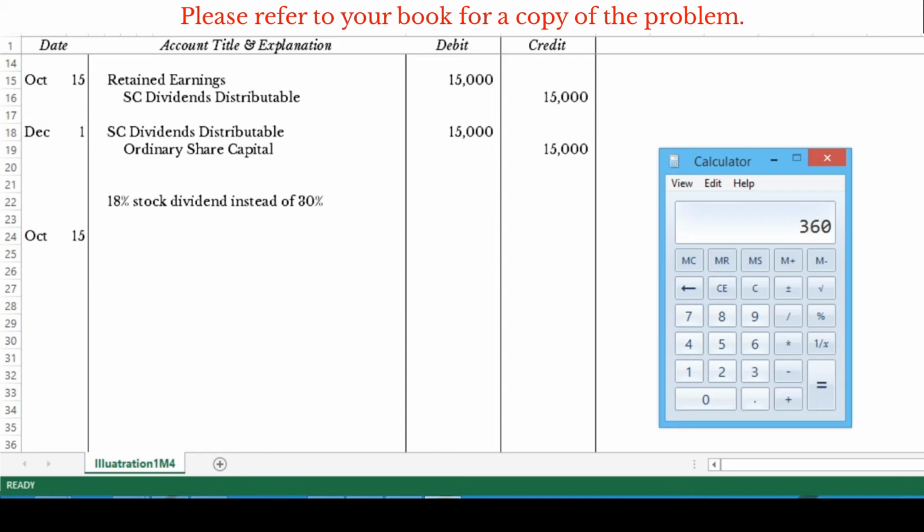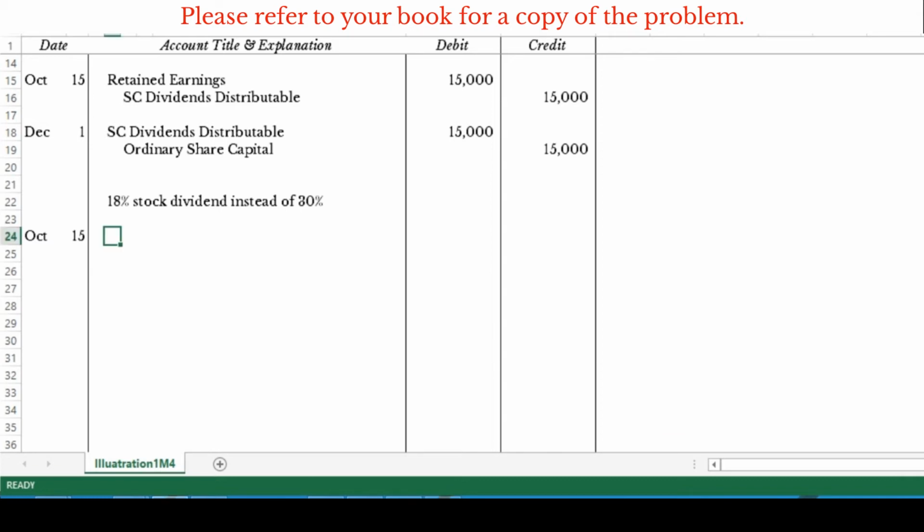Since this is less than 20%, this is a small stock dividend. In which case, yung 360 shares, i-record natin siya at the market value of the shares during October 15, which is given to us at 50 pesos per share. Therefore, we will multiply 360 shares by 50 pesos per share. So that would be 18,000. So we will debit retained earnings at 18,000 pesos.